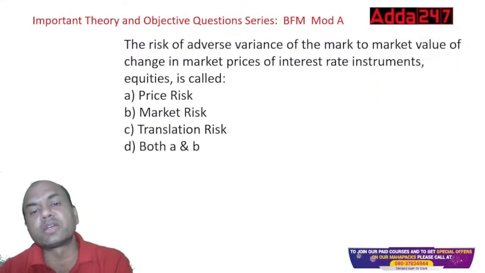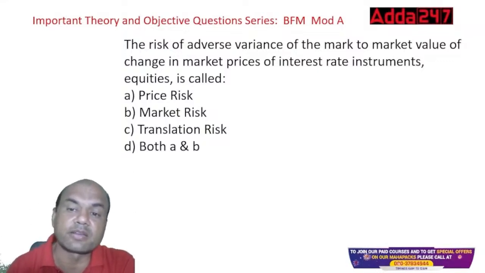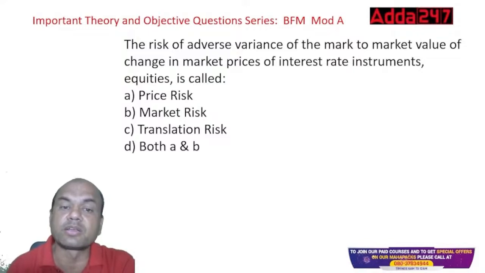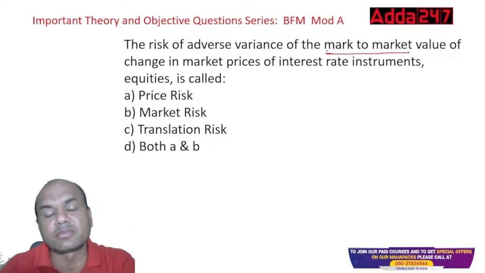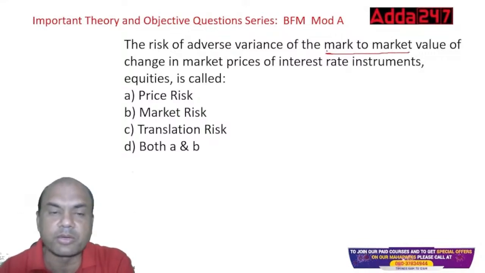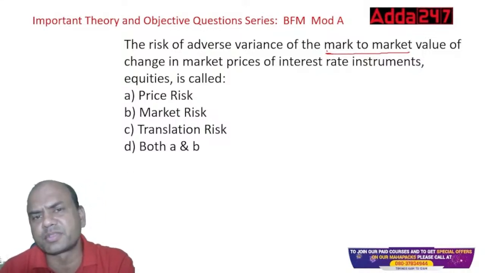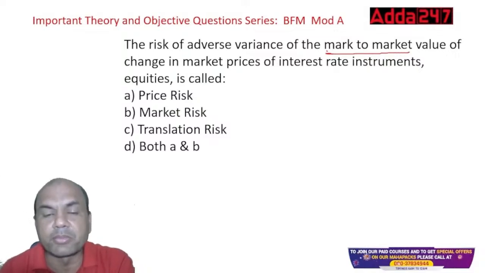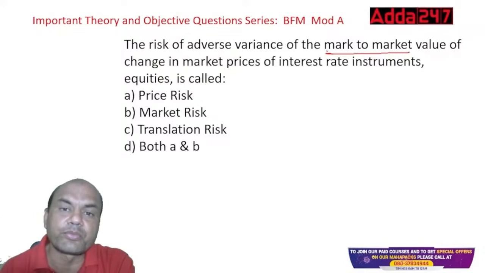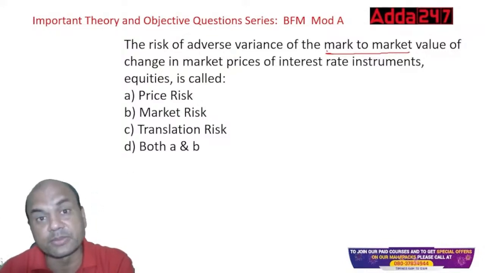The risk of adverse variance of mark to market, of change in the market price of the interest rate instruments, equities, is called. So mark to market. What is mark to market? Mark to market means that basically the logic behind it is, suppose I bought, let's say, a bond, and I am not going to sell that bond immediately. But mark to market means whether notionally I am gaining some profit or not in that. That's the meaning of mark to market.